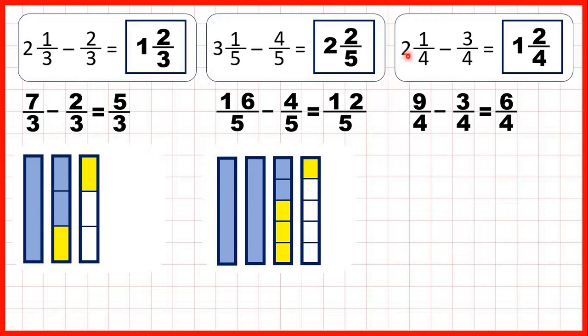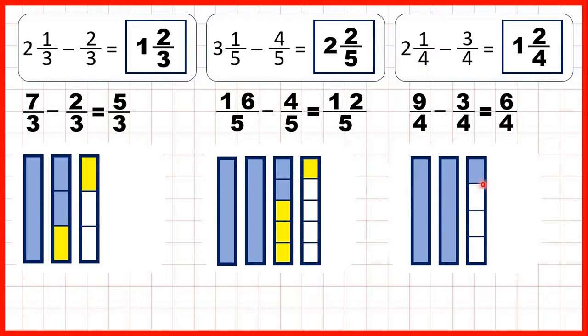Finally, we had 2 wholes and 1/4. We changed that to 9/4 because we've got 8/4 in what were the 2 wholes, plus the 1/4 that we started with gives us 9/4. We're subtracting 3/4, and if we subtract, that leaves us with 6 of these quarters left in blue. But 6/4 is the same as 1 and 2/4, because 6 divided by 4 is 1 remainder 2. So 1 and 2/4 was our answer if we're writing it as a mixed number.